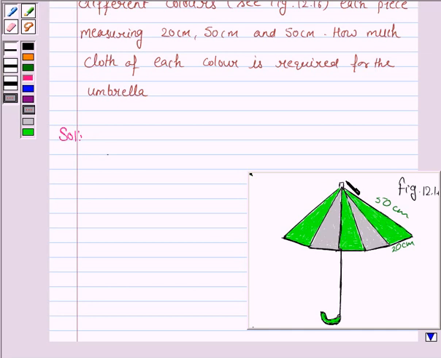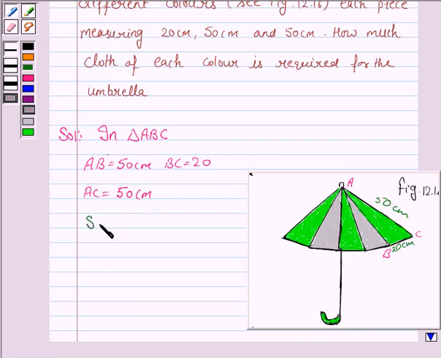And let us name one triangular piece as ABC. So in triangle ABC, AB is 50 cm, BC is 20 cm and AC is also 50 cm. Now we'll find the area of this triangular piece by Heron's formula.